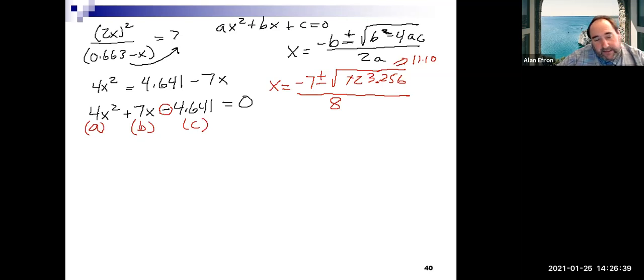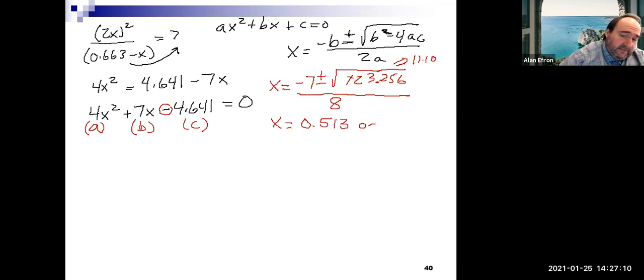Again, we're doing this to get our X value from our table, so we can figure out what our concentrations are. All right, so at this point, we get 2 X values. The first X value I'm going to do by adding. So I'm going to take -7 plus the 11.1, divided by 8, which gives us something like an X value of 0.513.